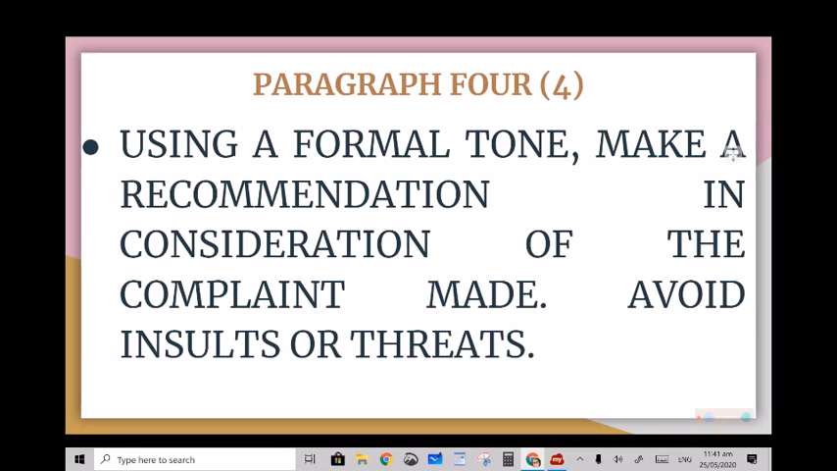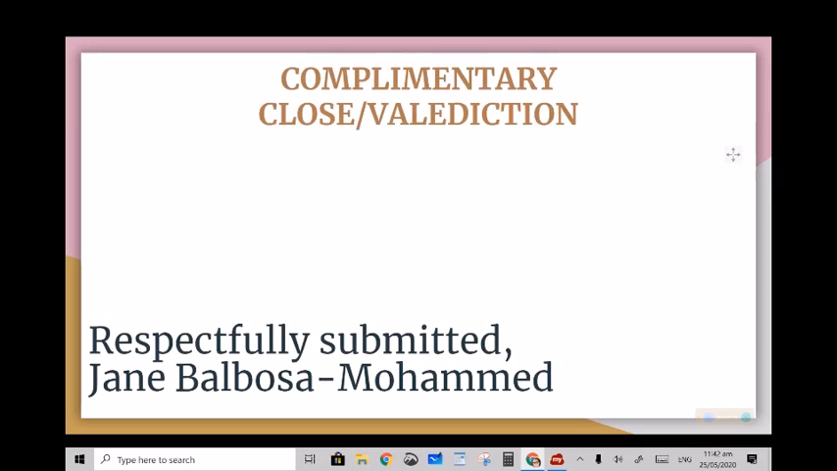To note, we're going back a little bit to your fourth paragraph. Again, still using a formal tone, make a recommendation. It doesn't make sense complaining about a situation without having some sort of recommendation, because before you write a letter of complaint, you should have analyzed the situation and thought of what could possibly be done. So you make a recommendation in consideration of the complaint made. Avoid insults or threats. You skip one line again.